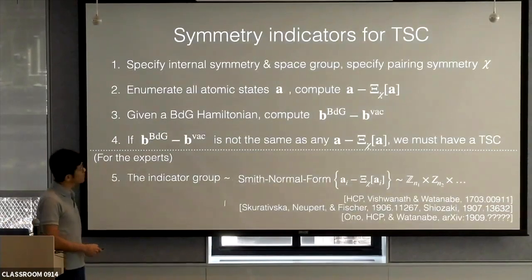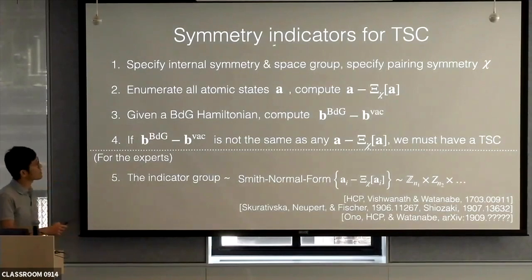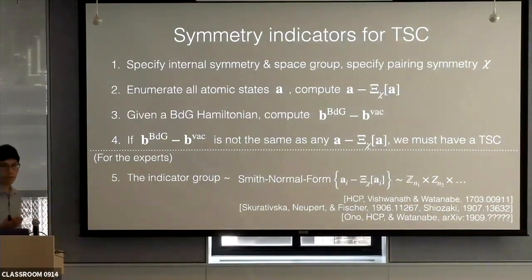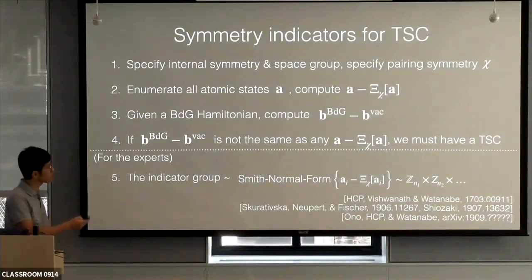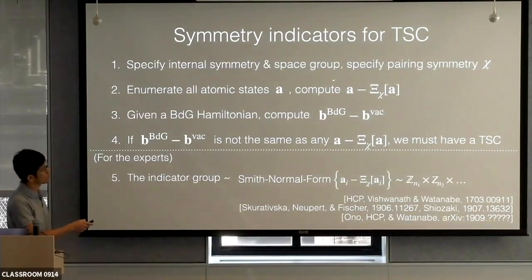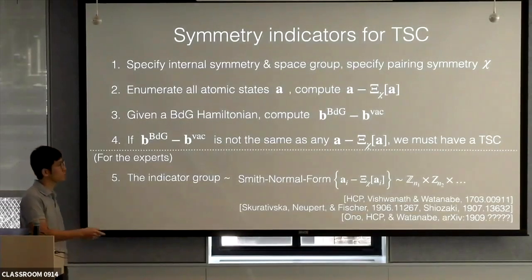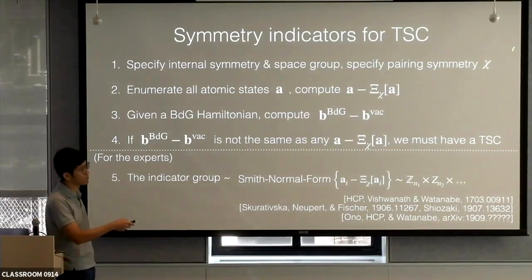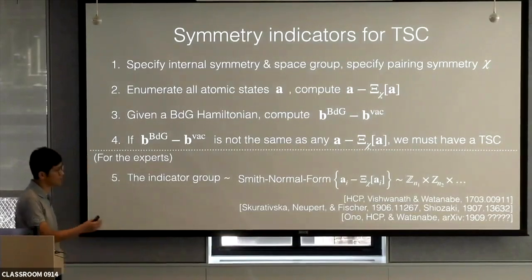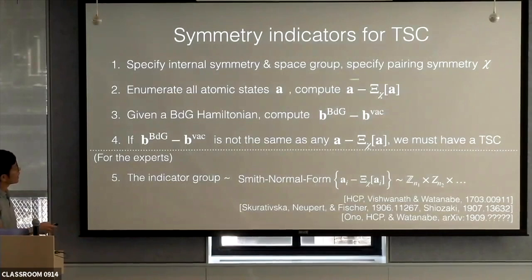The recipe now is to first specify some internal symmetry, maybe the tenfold classes, class A, class AI, D3, whatnot. Then we ask what are the space group symmetries in the system, and we also have to specify the pairing symmetry. For class D3, which has time reversal, this will be just some chi plus or minus 1 assigned consistently for the spatial symmetries. Then we can imagine enumerating all the possible atomic states, forgetting about the pairing.